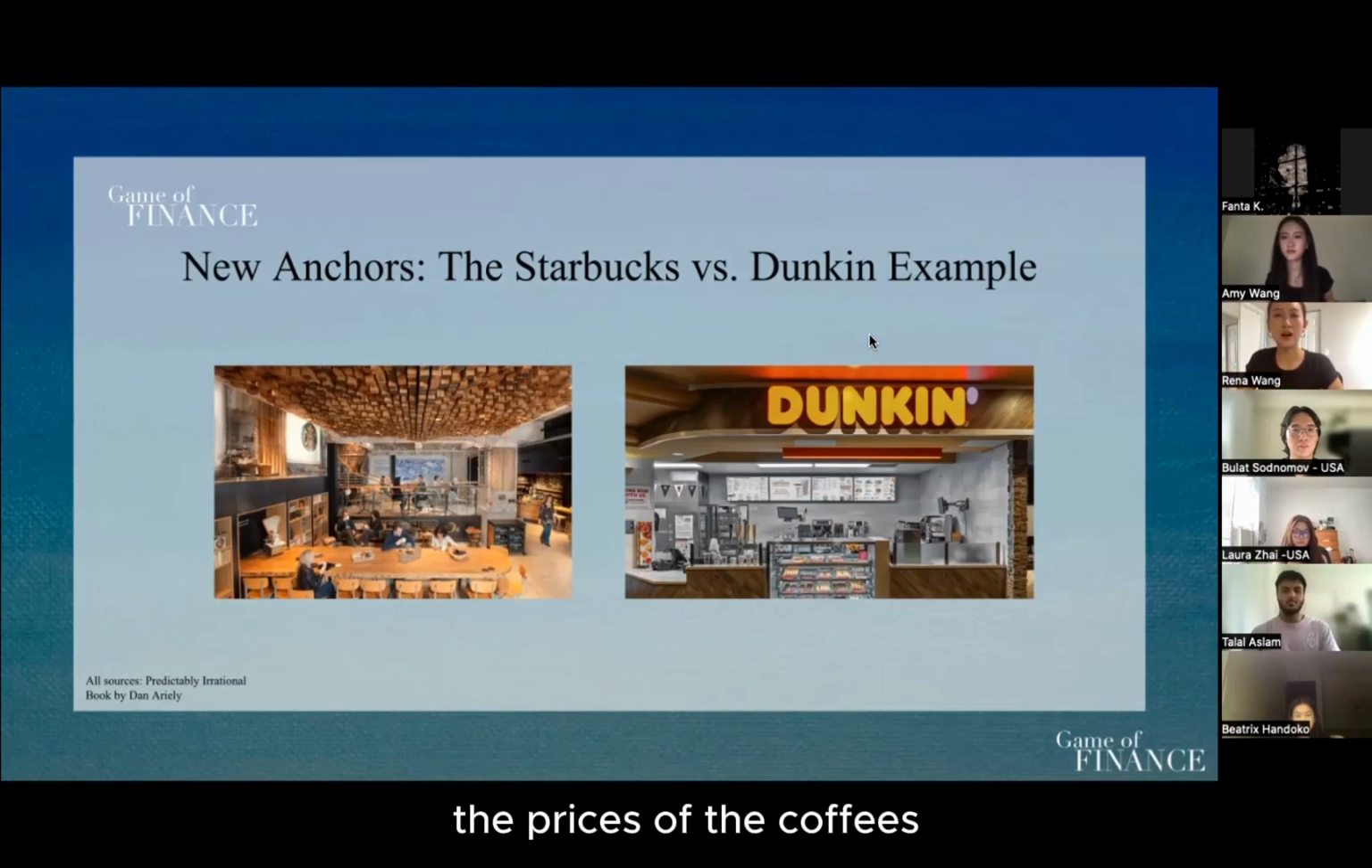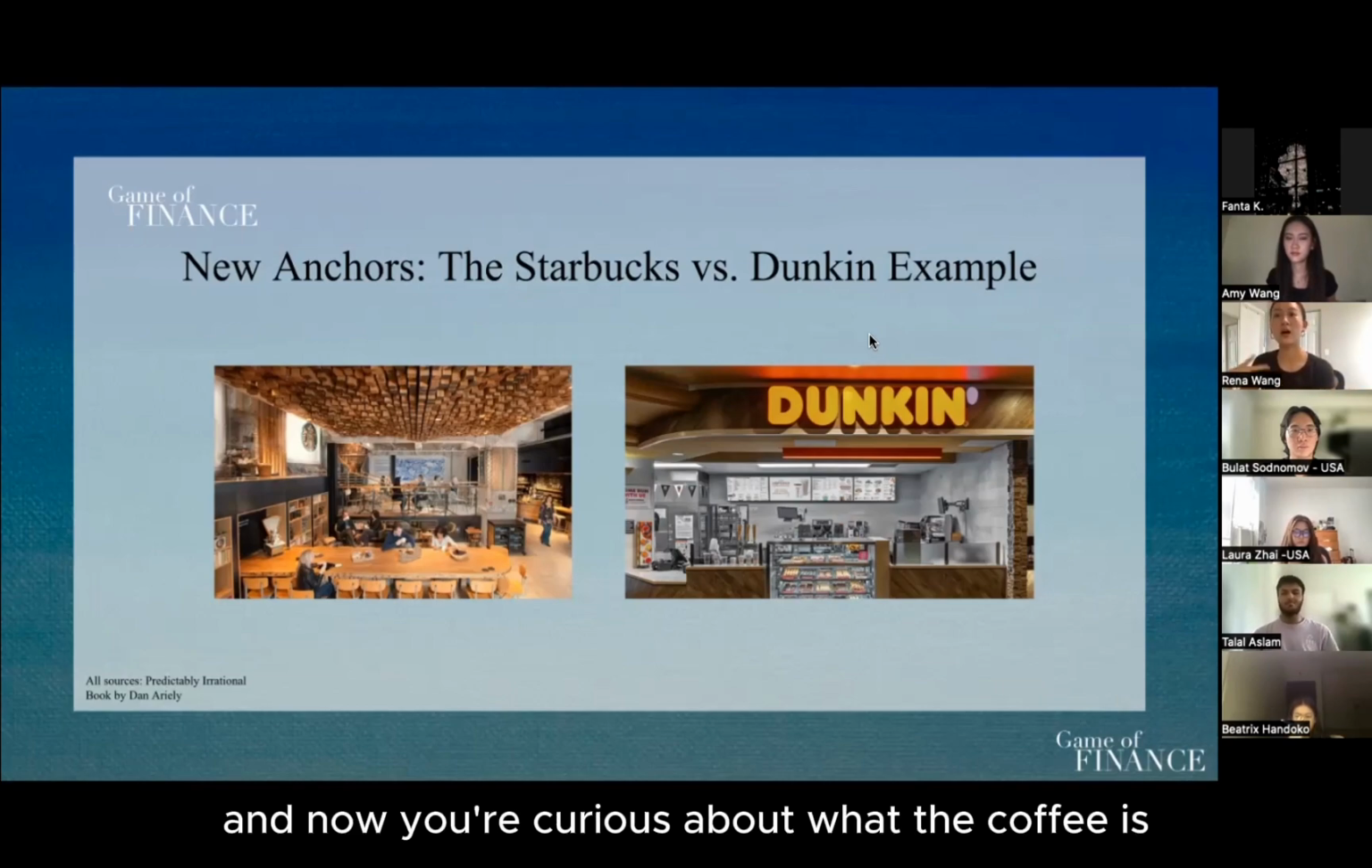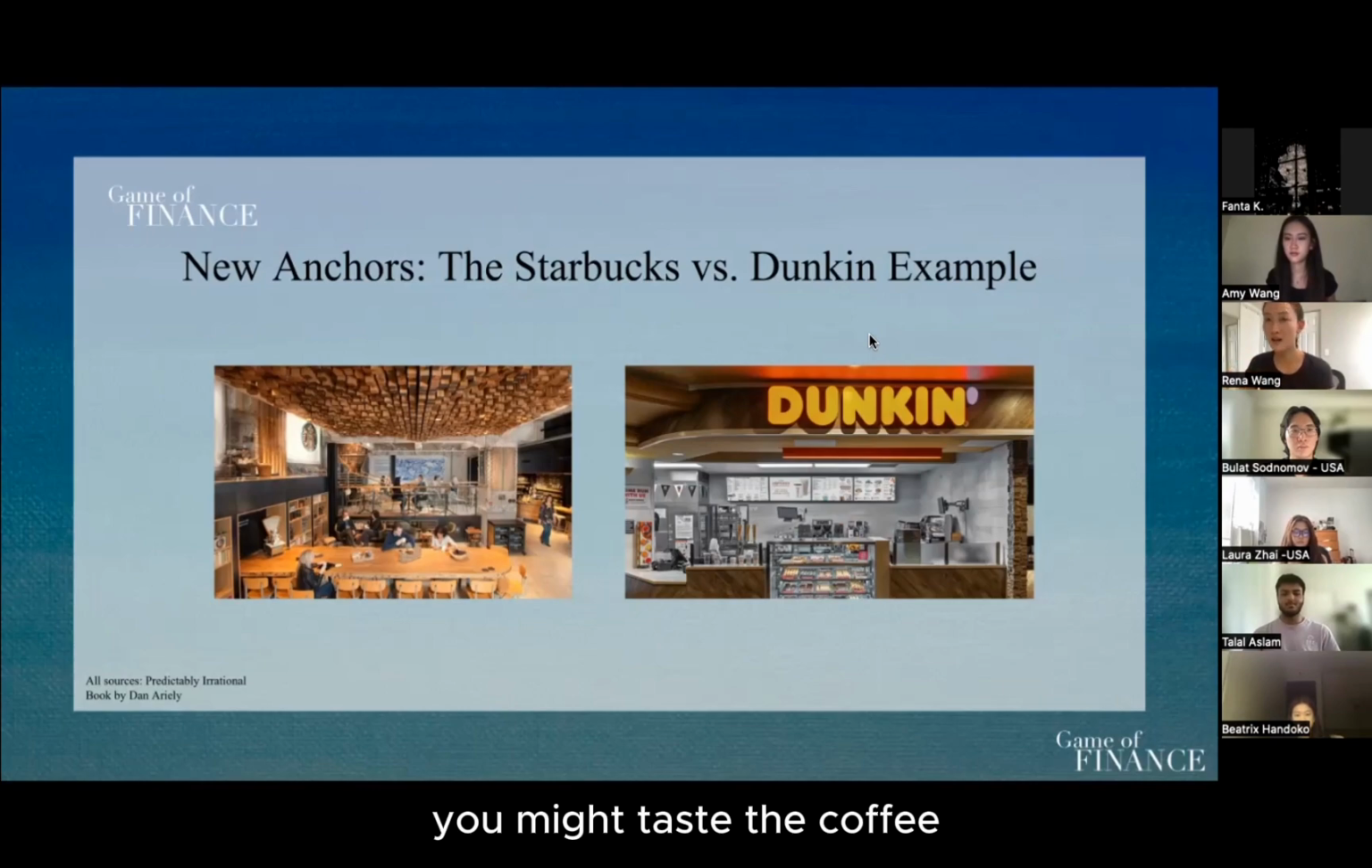The prices of the coffees are a shock, right? It's like $5 for a drink. And you've been drinking at Dunkin' for years. But since you walked in and now you're curious about what the coffee is, at this price, you might taste the coffee. And you get surprised because Starbucks has better quality coffee, better design, and the overall surrounding area is more peaceful. So now you like Starbucks. The following week, you walk by Starbucks again. You ask yourself, should I go in? The ideal decision-making process should take into account the quality of the coffee, right?